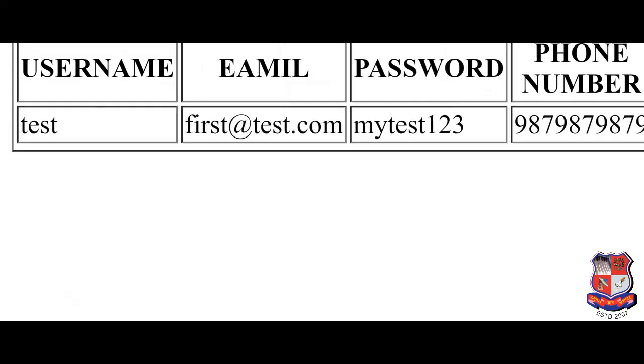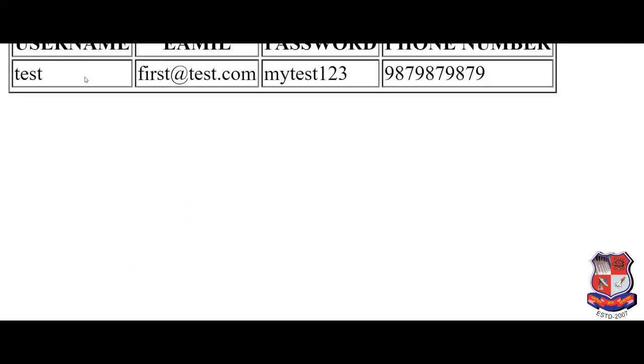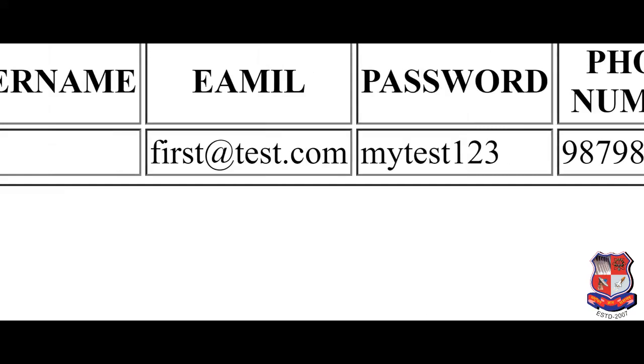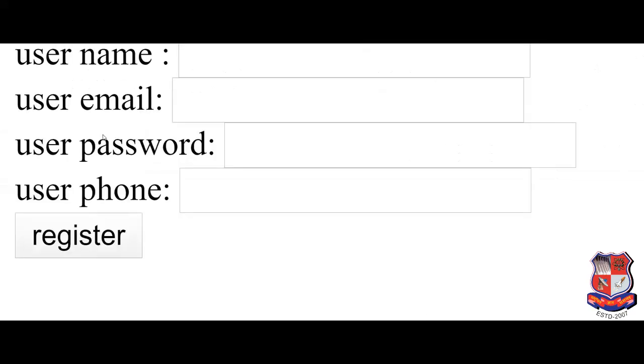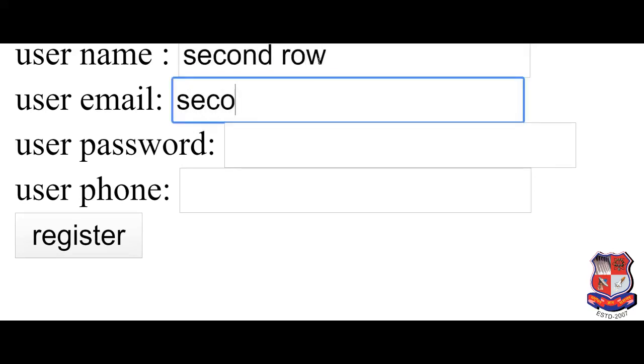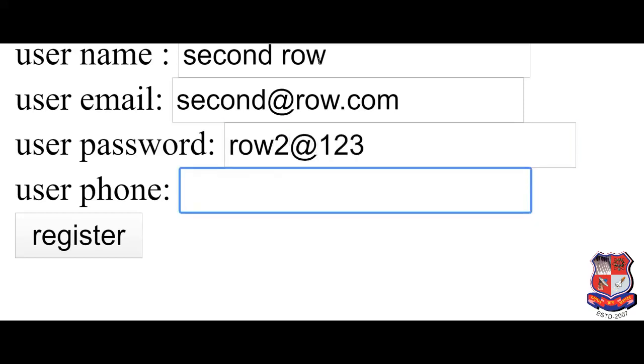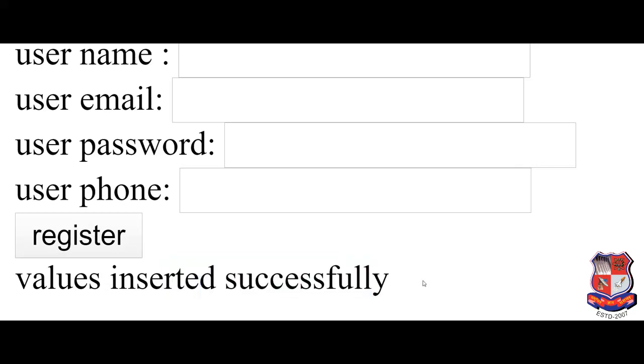So this one is test, first test, and my test and password. So this one is our database. Again let's insert something new. So second row, second at the rate row dot com, and then password row2 at the rate 123, 7887788778. Okay, so let's register. So value inserted successfully.